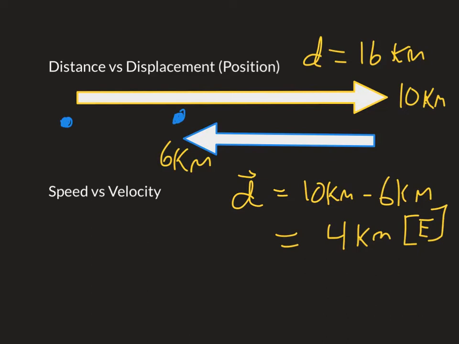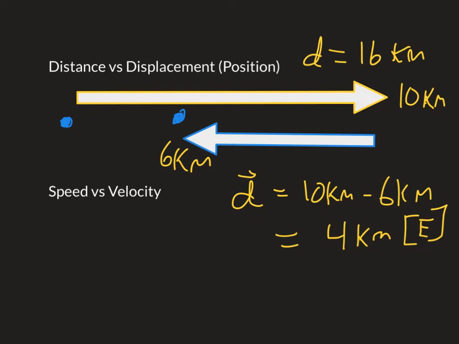The way we show direction in vector measurements is by writing the direction in square brackets next to the unit. This could be north, east, south, west. This could be up, down, left, right. Those are typically the measurements that we'll use. So the big difference here between distance and displacement: distance is how far did you walk. Displacement is how far are you from where you started. It doesn't matter about the journey. It cares about just the destination.